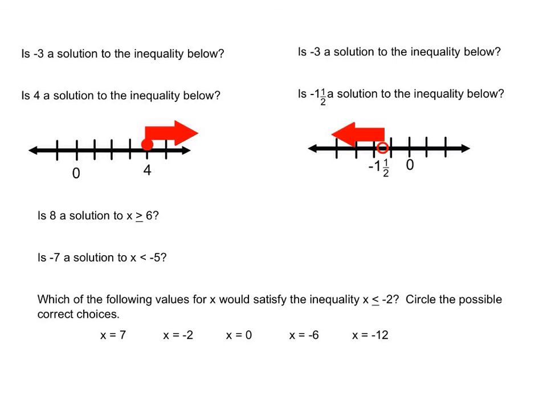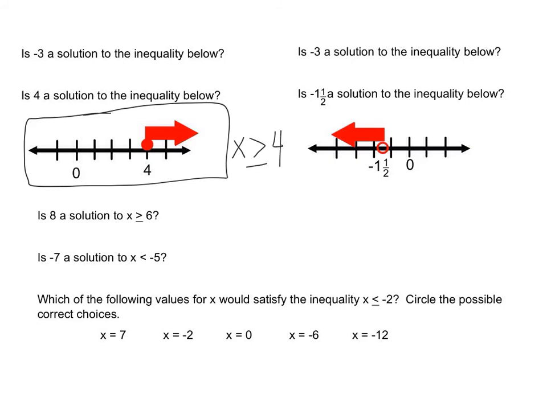Now, let's look for a minute at just some basic questions about inequalities so that we can test our understanding of those inequalities. Is negative 3 a solution to the inequality below? If we look at this graph, would negative 3 be a solution? No. That arrow points at all numbers greater than 4, or because of the closed circle, equal to 4. This graph represents the inequality x is greater than or equal to 4.